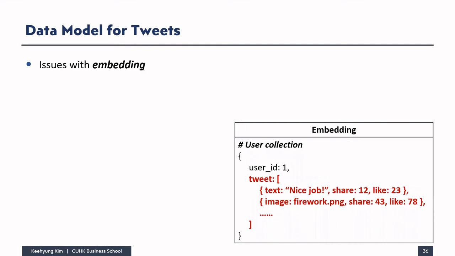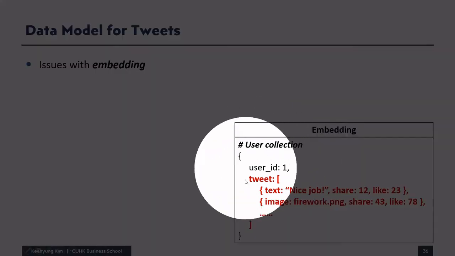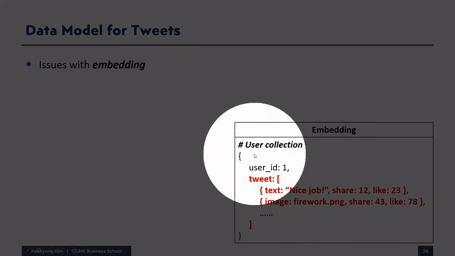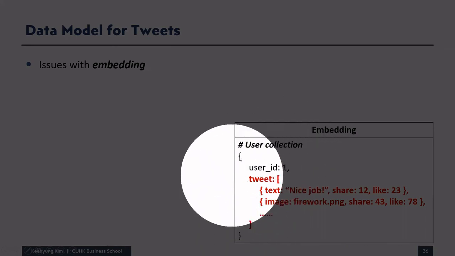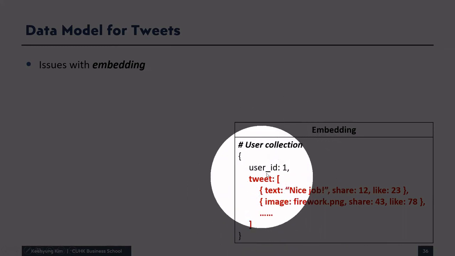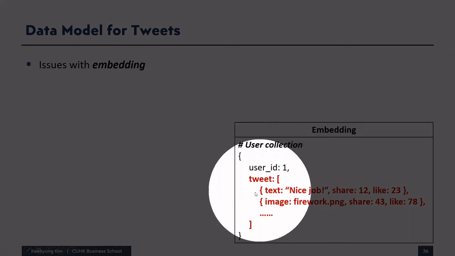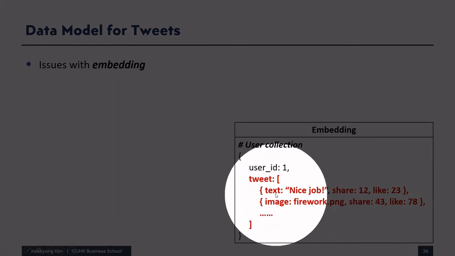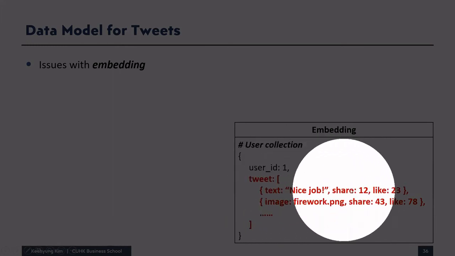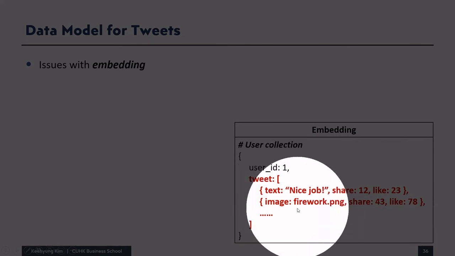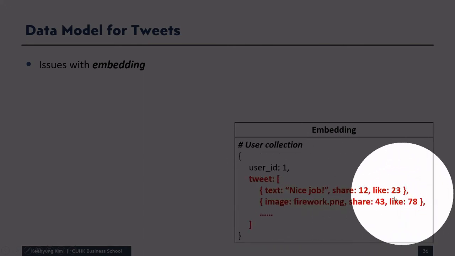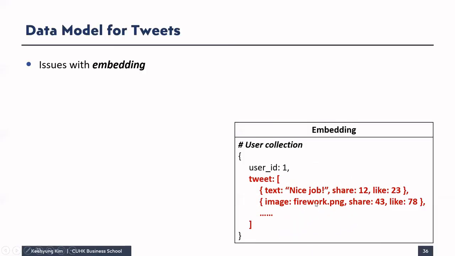If we use the embedding approach, we are going to design the user document like this. We will not have any tweet collection because we will embed the tweets inside the user document. In the user collection, for each user, we will have a user document: user ID 1, a name, and other attributes. And for tweets, we will have a tweet field, a list of tweets, and we will add an embedded document for each tweet. The first tweet is "nice job"; the share count was this, the number of likes was this. The second tweet was an image, with share and like counts like this. So this is the embedding approach. We simply embed all the tweets inside the user document.